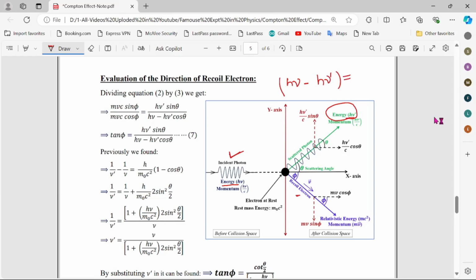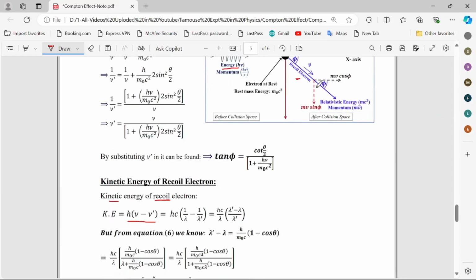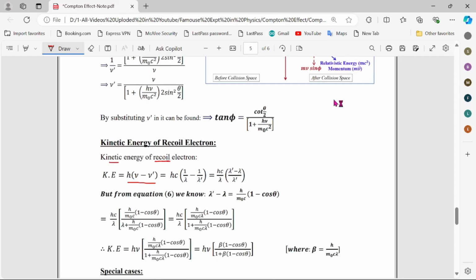So this much energy is called the kinetic energy of the recoiled electron. Okay, so hν minus hν' is nothing but the loss of energy by the scattered photon. This much energy is gained by the electron and it recoils in this direction phi. Hence the kinetic energy of the recoil electron will be hν minus hν'. If we take h common, it will be ν minus ν'.